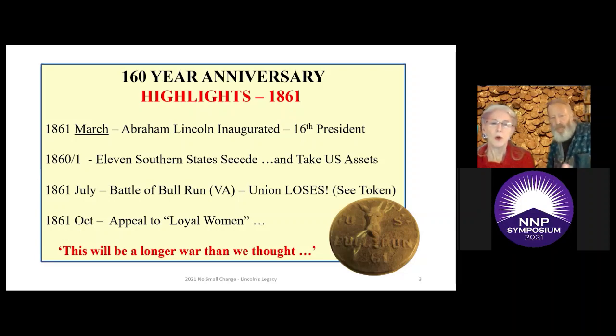Many of the people in the North seemed to think that this would not be a costly event, that the Union would be able to prevail very quickly. We'll create an army, but this is not going to be a big deal. For the Battle of Bull Run, which was not far outside of Washington, D.C., it was assumed that this would be a rout by the Union, but the Union lost. We show here an image of a token that was commemorating Bull Run, and it was a shock to people that indeed this was not going to be a short war.